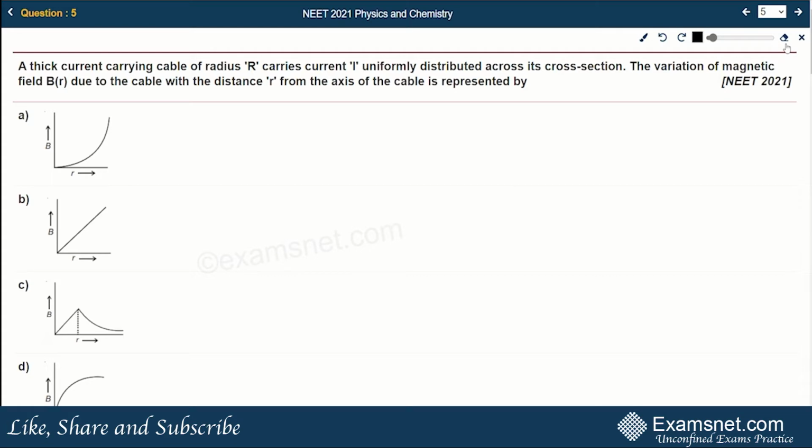Question number 5 is from the chapter Moving Charges and Magnetism, class 12, and the question is, a thick current carrying cable of radius capital R carries current I uniformly distributed across its cross section. The variation of magnetic field due to the cable at a distance small r from the axis of the cable is represented by. So here we have a current carrying conductor which is cylindrical in shape. Why? Because the shape of a wire or cable is cylindrical, right?